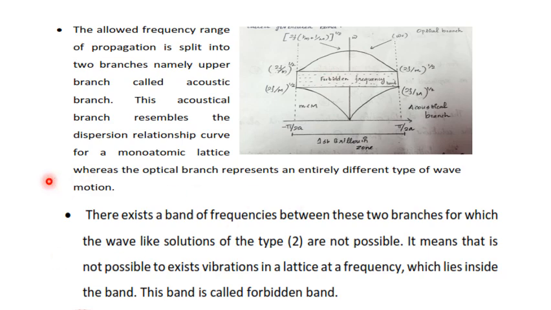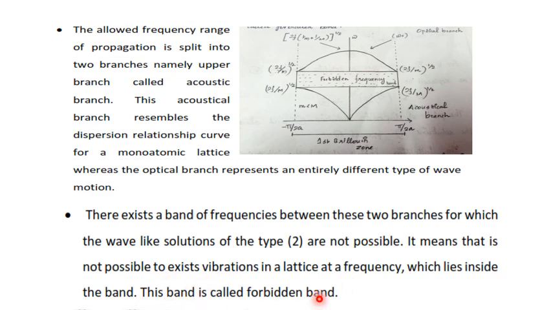So when the vibration takes place, the acoustic branch will occur, the optical branch frequencies also occur, and in between these two another frequency range will appear. It is called the forbidden frequency. When the forbidden band is larger, the vibration behavior will be different. It means it is not possible for vibration to exist in a lattice at a frequency which lies inside this band, and this band is called the forbidden band.